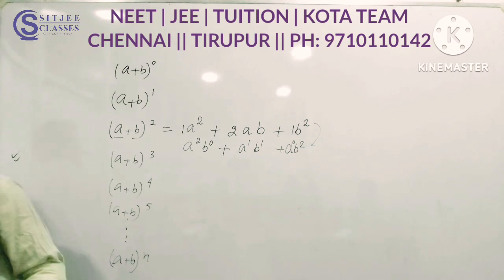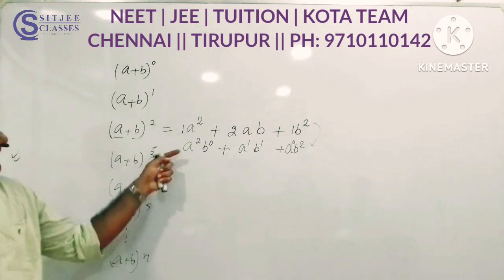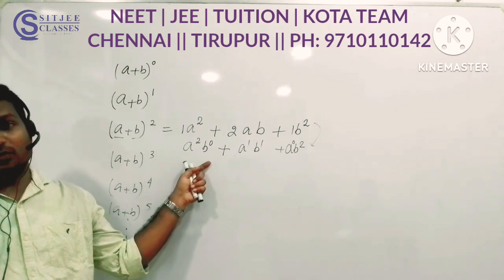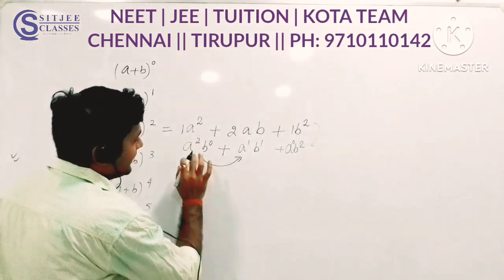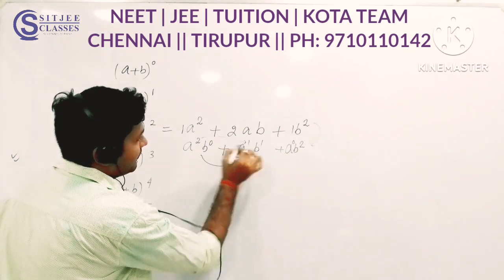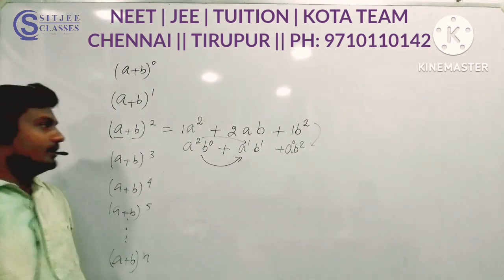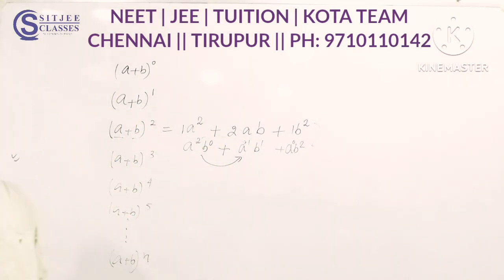So A starts with the highest power. What is the highest power here? 2. So A starts with 2 and B starts with the lowest, that is 0. In the next term, you can notice that A is decreased by 1. Yes or no? So 2 minus 1 is how much? 1. And B is increased by 1. So 0 plus 1 is 1 only.